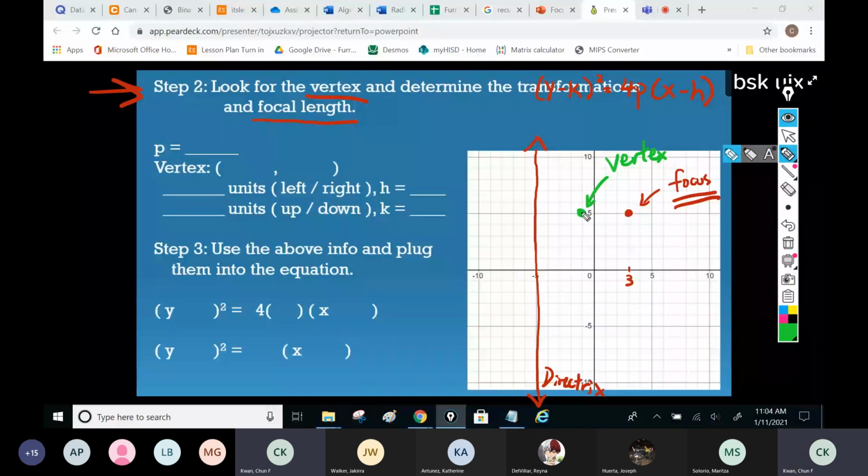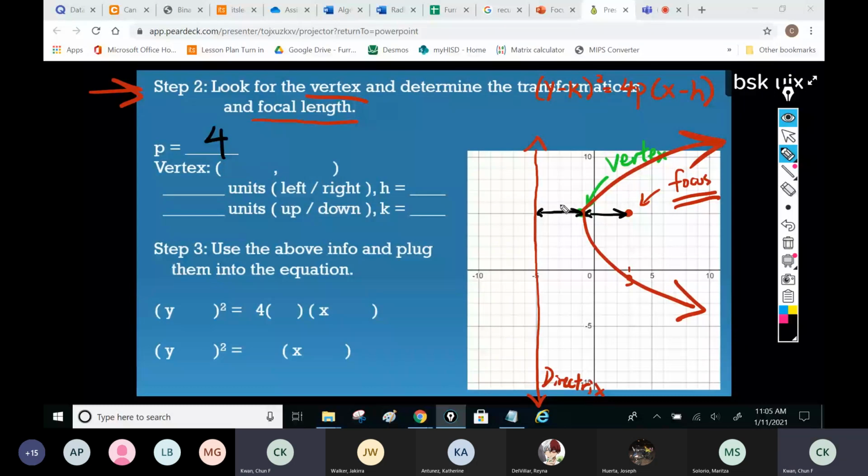And then we also know the graph is going to go this way. And then the P, the focal length, is either this or that. It doesn't matter, they're both the focal length. So just start counting. P equals 4. This graph opens to the right, okay? That means P is positive.